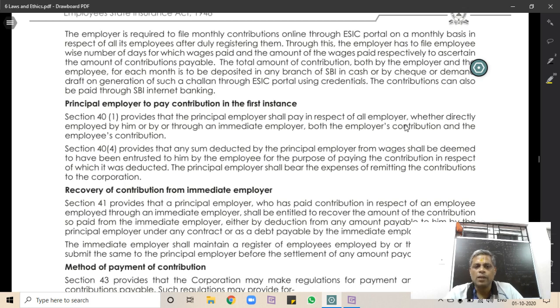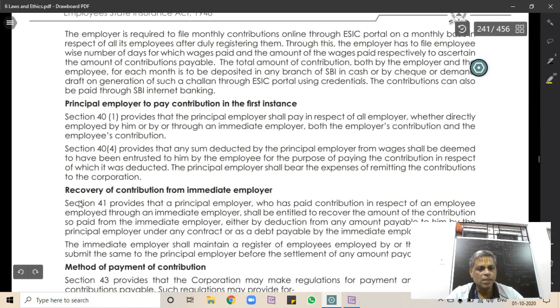Section 40 subsection 4 provides that any sum deducted by the principal employer from wages shall be deemed to have been entrusted to him by the employee for the purpose of paying the contribution, right? So it is deemed that the employee who is actually working for an immediate employer but has been deputed to the principal employer is giving powers to the principal employer to deduct ESI from the wages, right? The principal employer shall bear the expenses of remitting the contributions to the corporation.